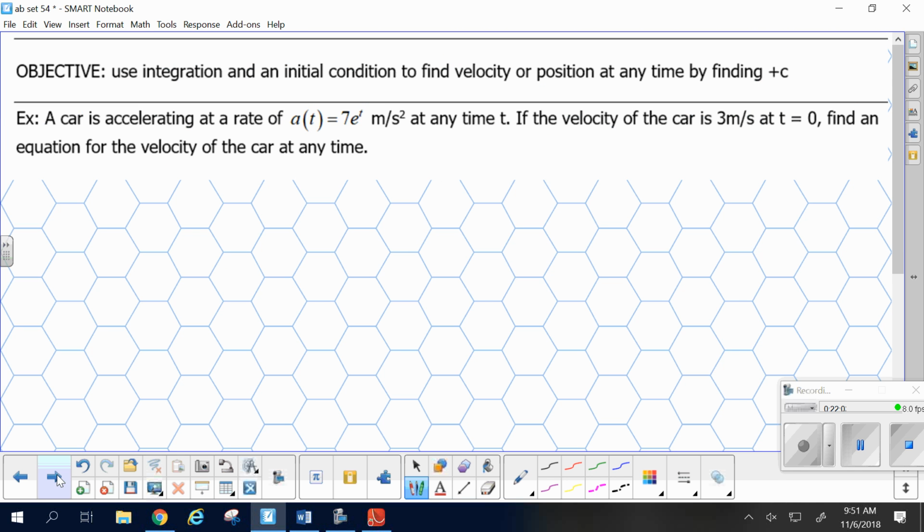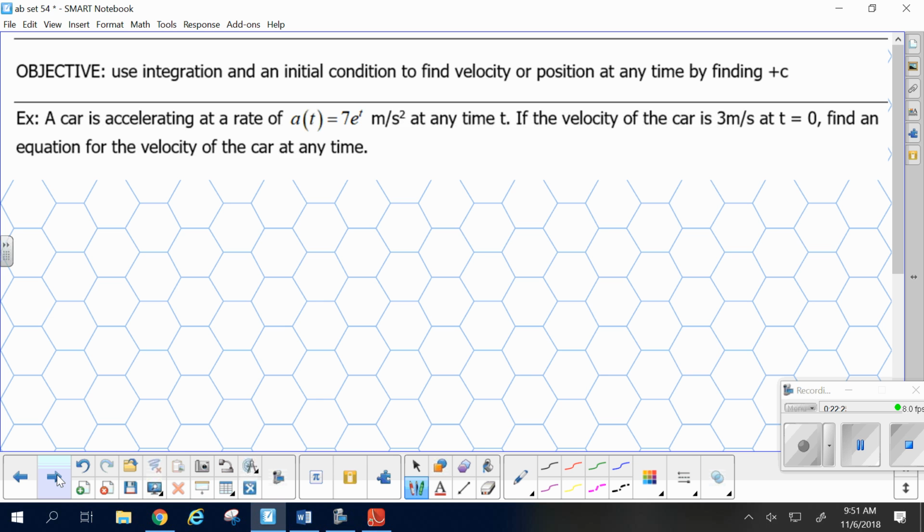Okay, now let's talk the other way. Instead of derivatives in calculus and motion, integration in calculus and motion. All right? Okay, a car is accelerating at 7e to the t meters per second squared at any time. The velocity of the car is 3 meters per second at time 0. Find an equation for the velocity at any time.